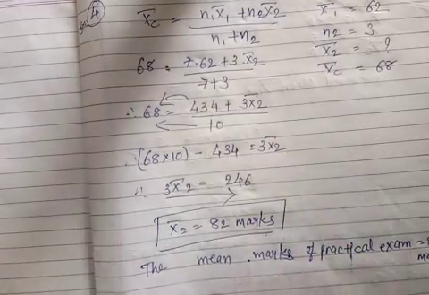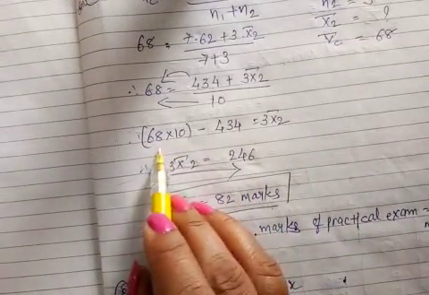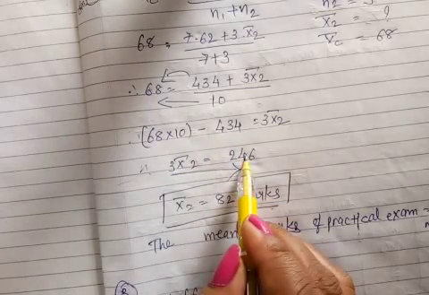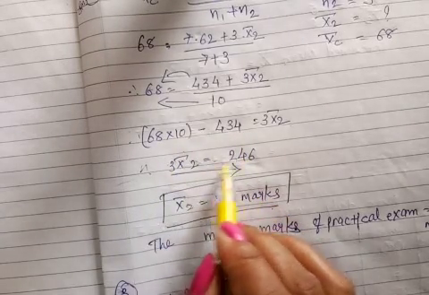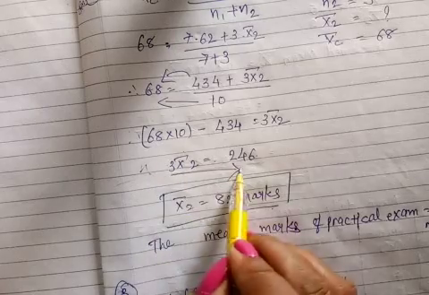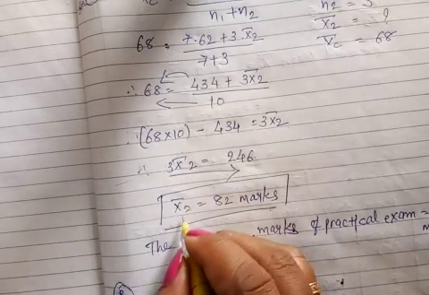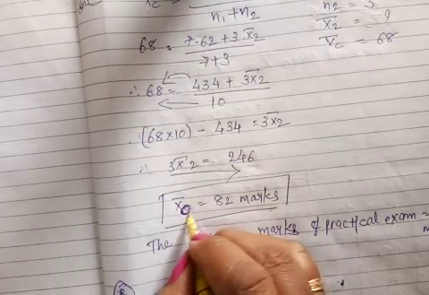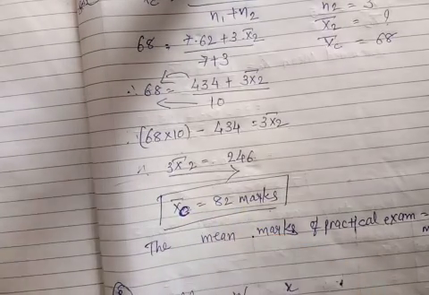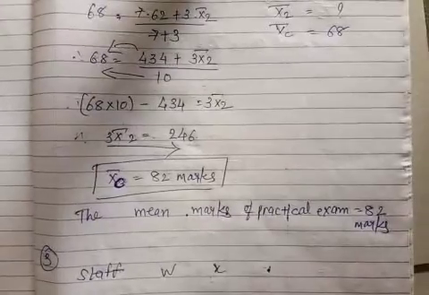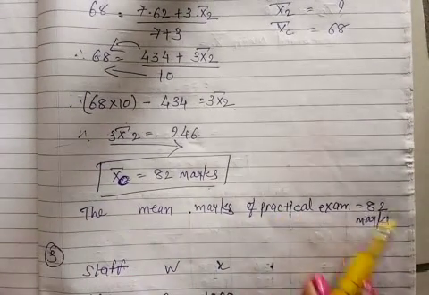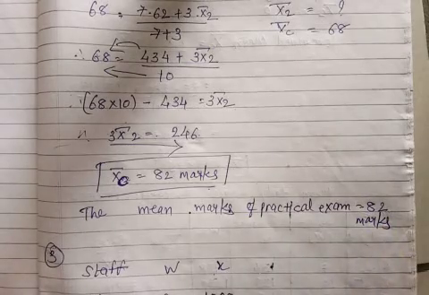So now, 680 minus 434 comes 246. 3x bar 2 is equal to 246. We take the 3 into the denominator. So x bar 2 is equal to 82 marks, right? Okay, so below that we write down the statement. The mean marks of the practical exam is 82 marks, right? Okay, so that's all for today.